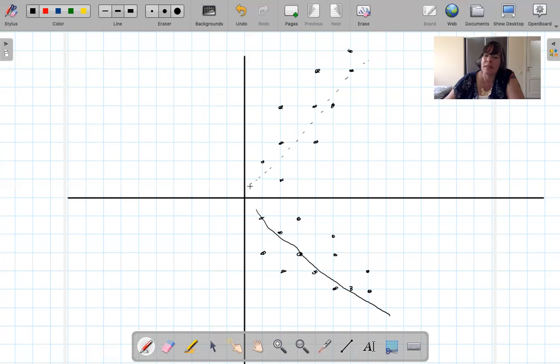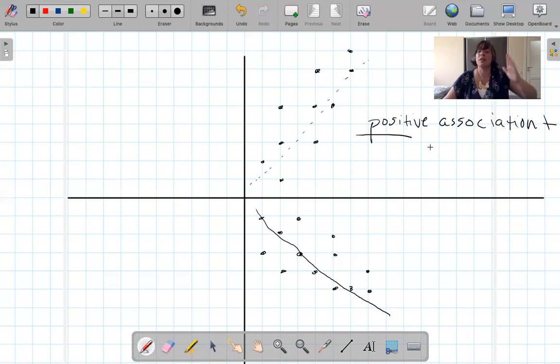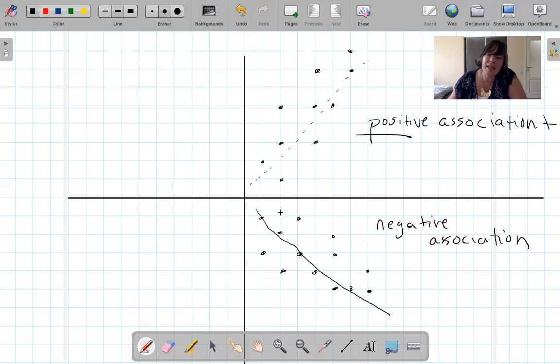Do you see how this one pretty much goes up? Well, this has a positive association. It's called a positive association. That's when it goes up. If it goes down, what do you think it has? Right, a negative association. And they can be anywhere. There could be a scatter plot here and a scatter plot here, but normally we're just looking at this part here. That's how it usually works.